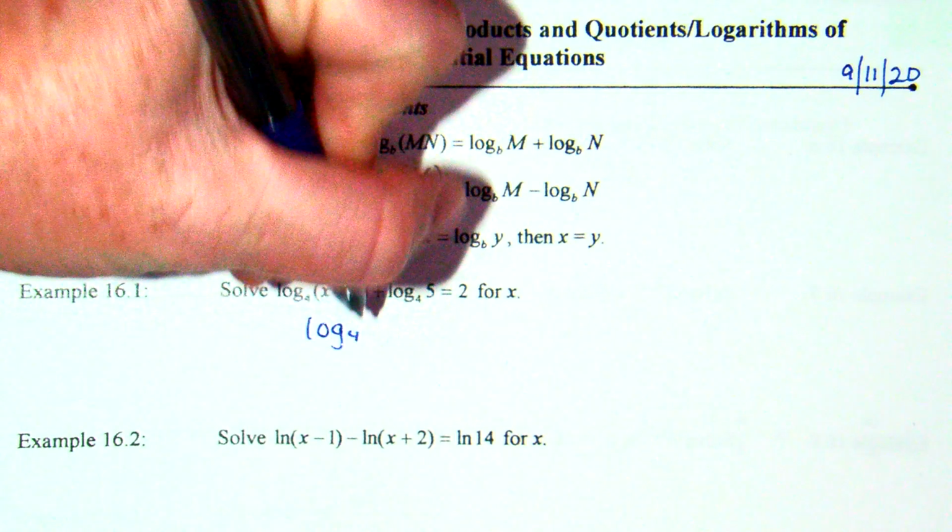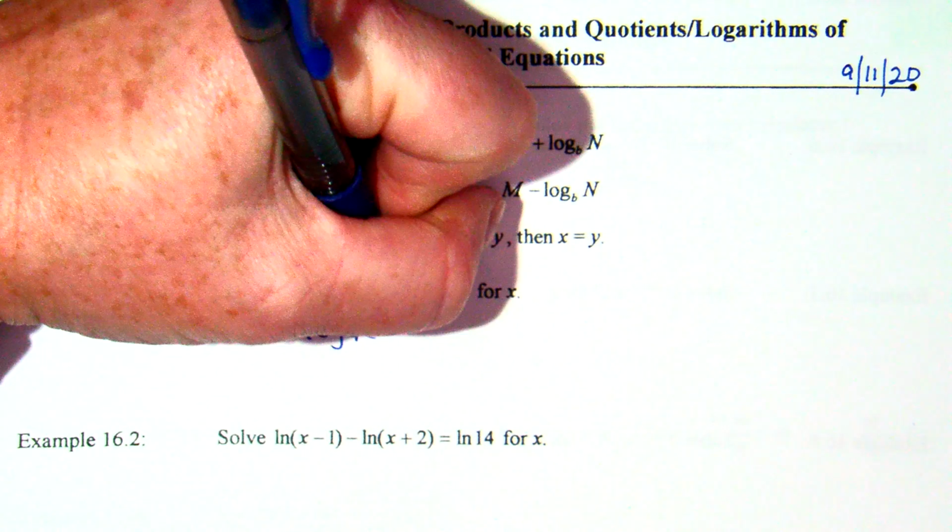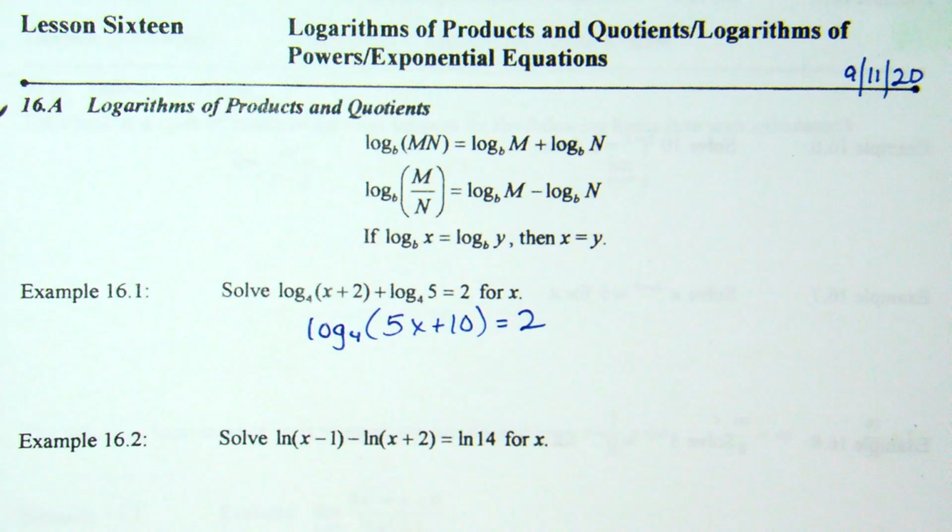So log base 4 of, what is x plus 2 when I multiply it by 5? 5x plus 10. And it equals 2. Now what?